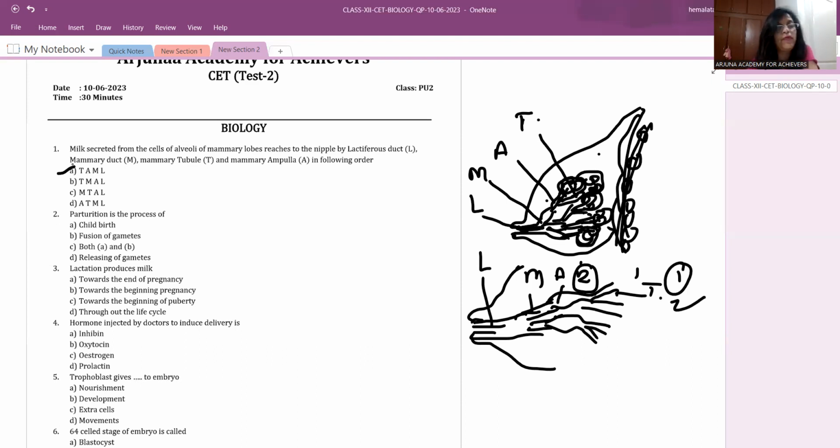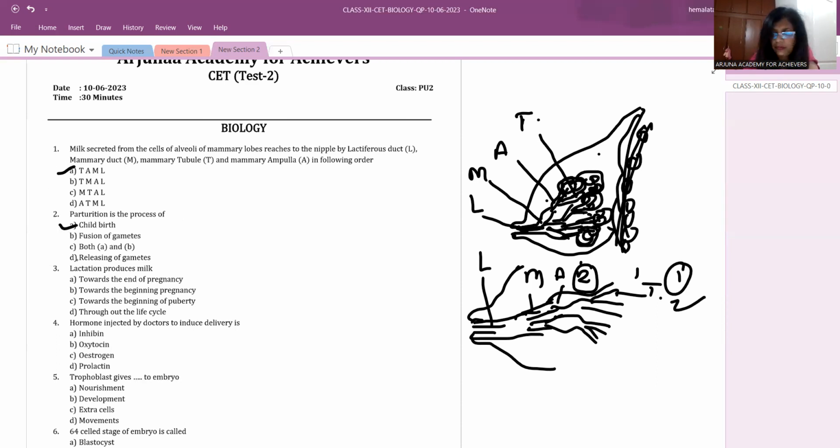Parturition is the process of... what is parturition? Already you know. Parturition, gestation, lactation, such things I have already explained. Parturition is childbirth. Lactation is production of milk by the mammary gland after a baby is born, that is after the childbirth. Gestation is the period of pregnancy. Therefore the answer should be childbirth.